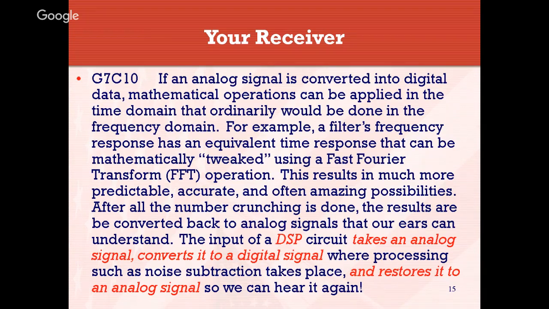All right, on this one, if an analog signal is converted into digital data, mathematical operations can be applied in the time domain that ordinarily would be done in the frequency domain. So, for example, a filter's frequency response has an equivalent time response that can be mathematically tweaked using a fast Fourier transform or FFT operation. This results in much more predictable, accurate, and often amazing possibilities. And after all that is done, the results are converted back to analog signals that give us the ability to hear.